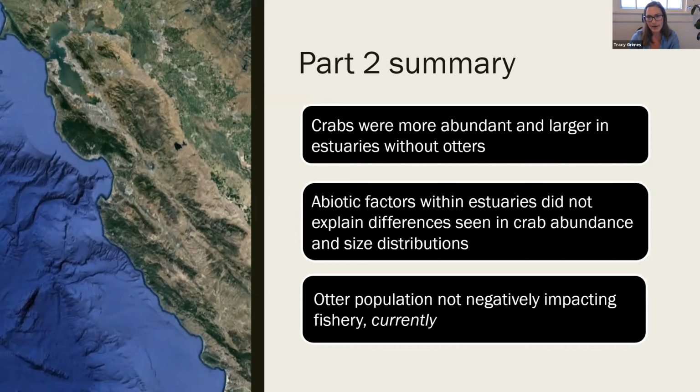So as I said, the otter population doesn't appear to negatively be impacting the Dungeness crab fishery in California at this time. Of course, this could potentially change depending on how the dynamic plays out if otters were to reoccupy or be introduced into San Francisco Bay. So that would just be something someone else down the road could research, hopefully.